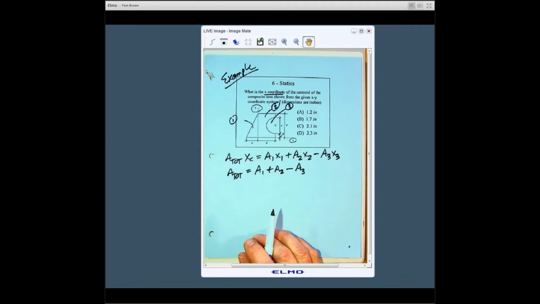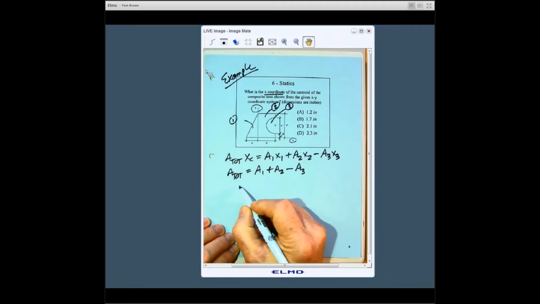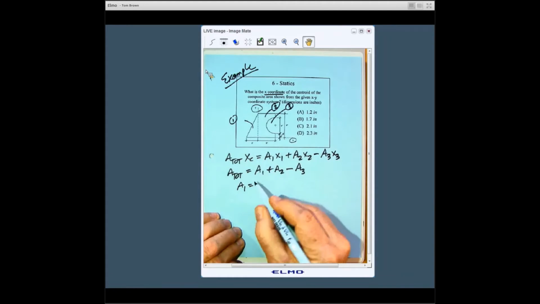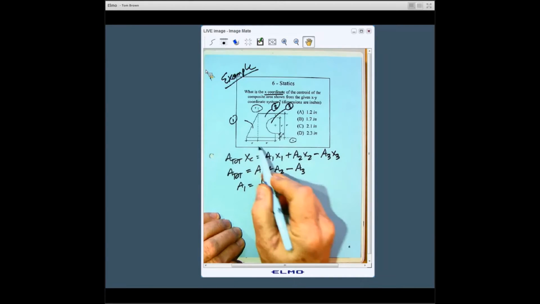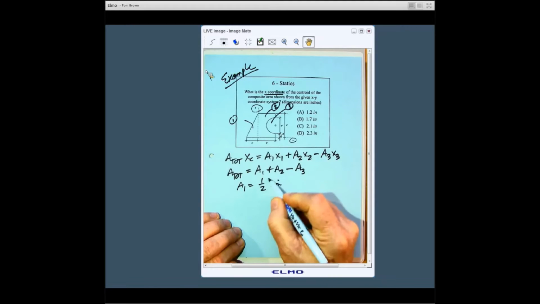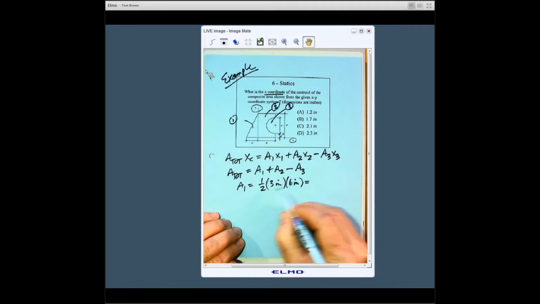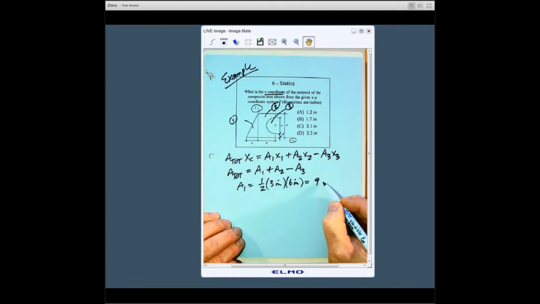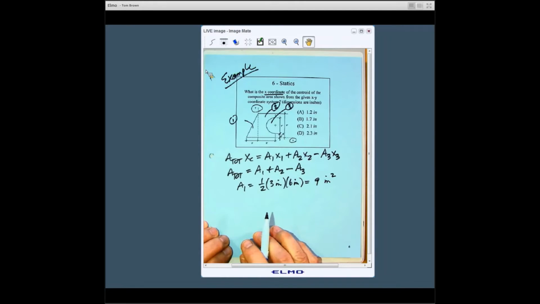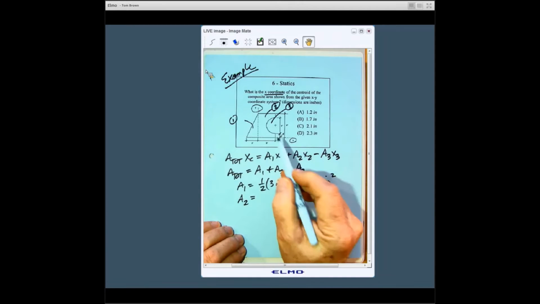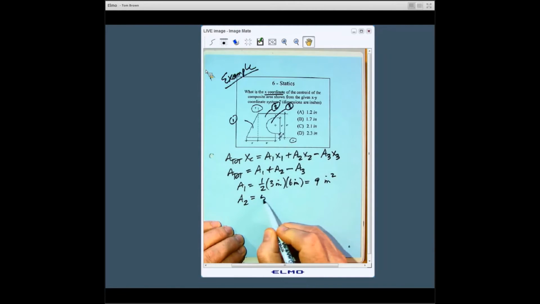Now, just to make friends with it, let's go on and figure the areas first. That'll help us with getting there. Then we'll do the x's, x1, 2, and 3. So A1 is equal to this triangle, so that's going to be 1/2 the base times the height, 1/2 times 3 inches times the height of 6 inches. So 3 times 6 is 18, divided by 2 is 9 inches squared. And you'll have the same areas. So A2 is going to be the rectangle. The rectangle is going to be 5 by 6. So that comes out to be 30 inches squared.